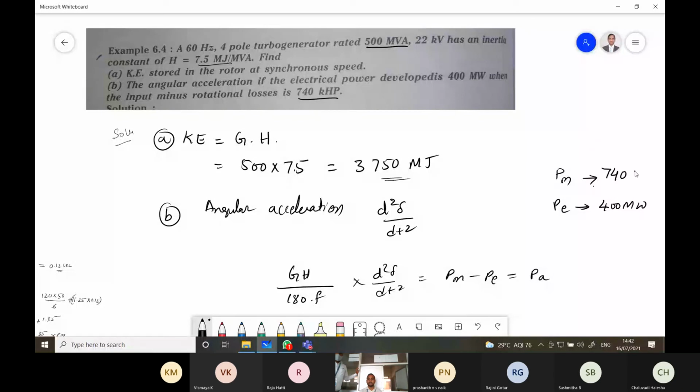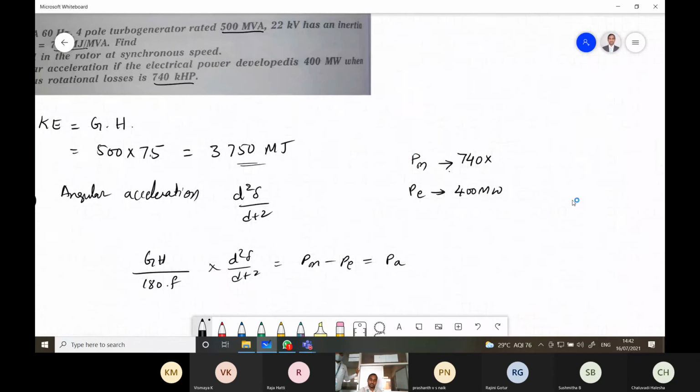740 into kilo HP. Kilo means 10 raised to 3 HP. So how to convert to HP? Multiplied by 746 watt. So therefore 740 into 10 raised to 3 multiplied by 746.